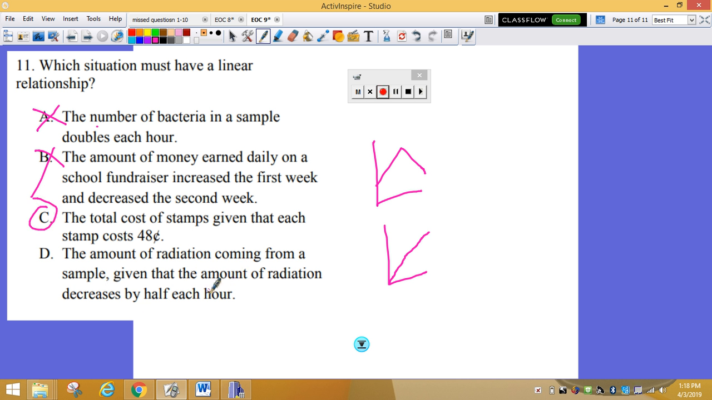Let's talk about why this one is not. The amount of radiation decreases by half each hour. So again, it's not saying like we're going to decrease by 2 every hour. It's saying by half, and that is an exponential decay problem. So C is the correct answer.